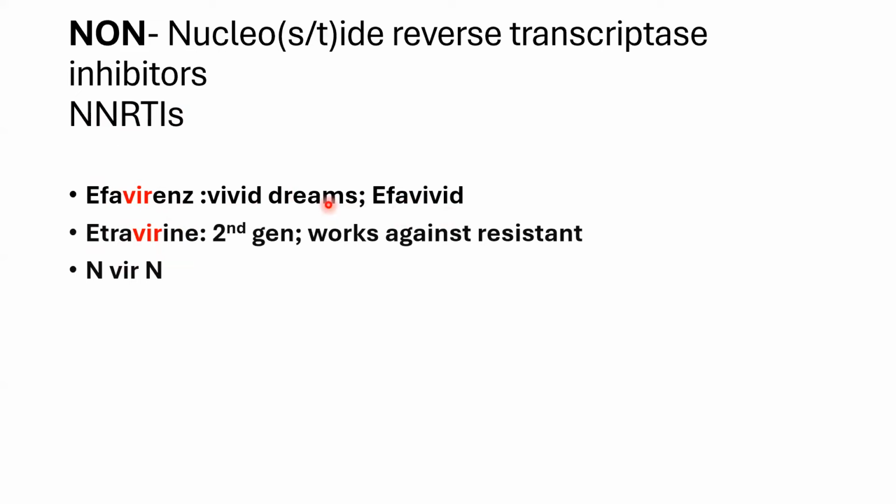For vivid dreams, etravirine is just the second generation of the NNRTI, so this is the one that works against resistant strains. So resistant, T, T. The V sounds like F, vivid, F vivid. So the one with the F is the vivid dreams, the one with the T is for the resistant strains, it's the second generation. So this is how you can remember them.